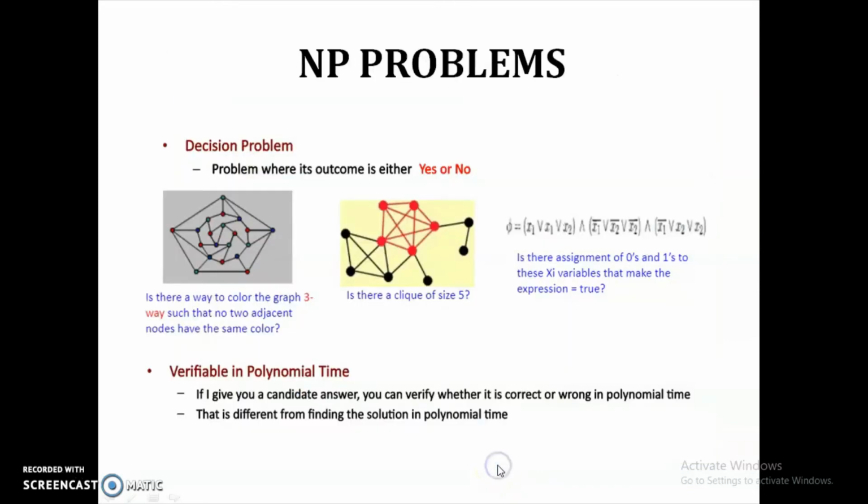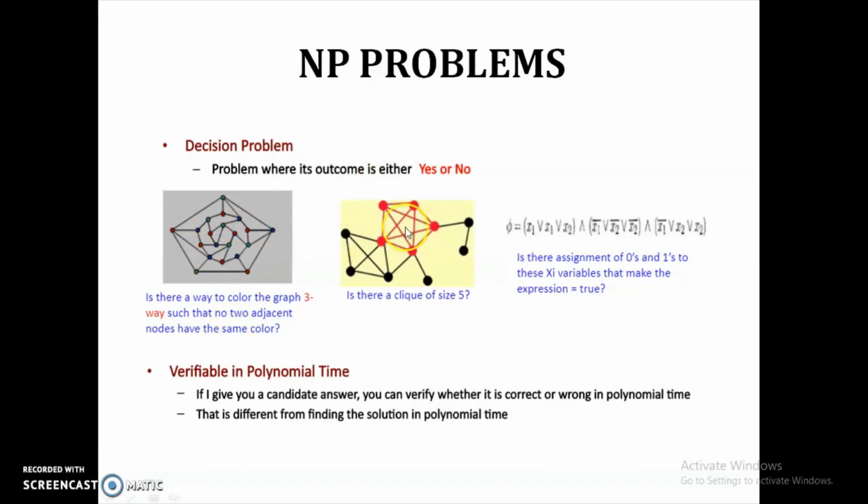Let's see some more problems here. NP problems are decision problems. They will give the output yes or no. And I have discussed three problems here. One is graph coloring. Here we have to check whether there is any way to color the nodes or vertices such that no two adjacent nodes have the same color, right? You have to tell whether it is possible or not. So this is the graph coloring problem.